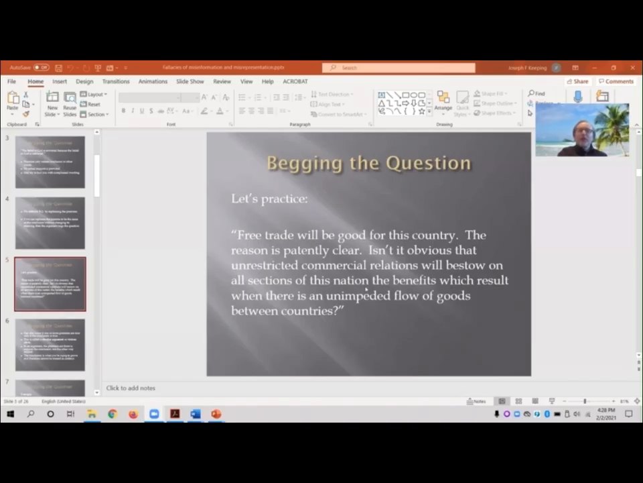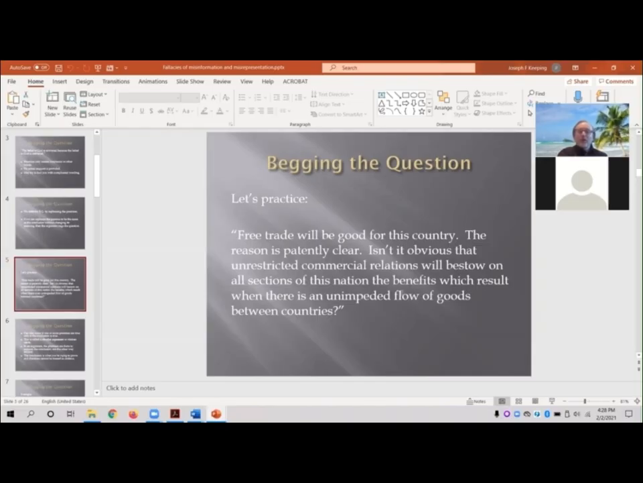It's presenting an argument. Somebody tell me, what do you think is the conclusion of the argument here? What are they trying to prove? Free trade is good for the country. Yes, free trade will be good for this country. It's the first sentence and it's the conclusion. It's what they're trying to prove. And we know that, because look at the second sentence, the reason is patently clear. So now it says it's going to give a reason in support of this.